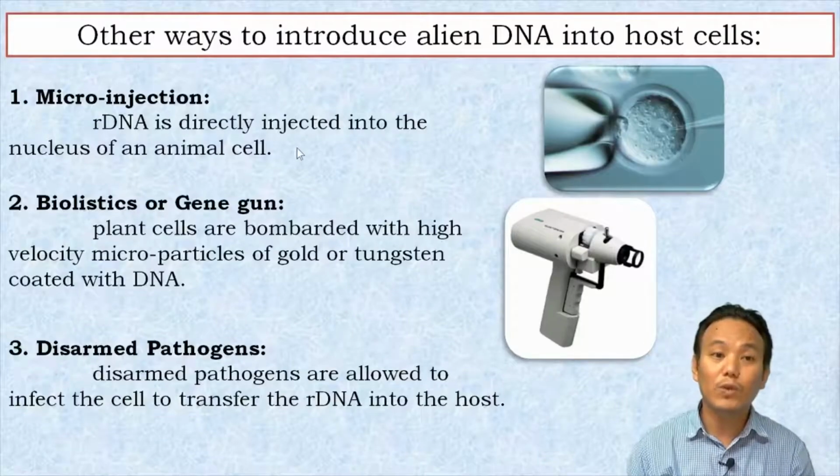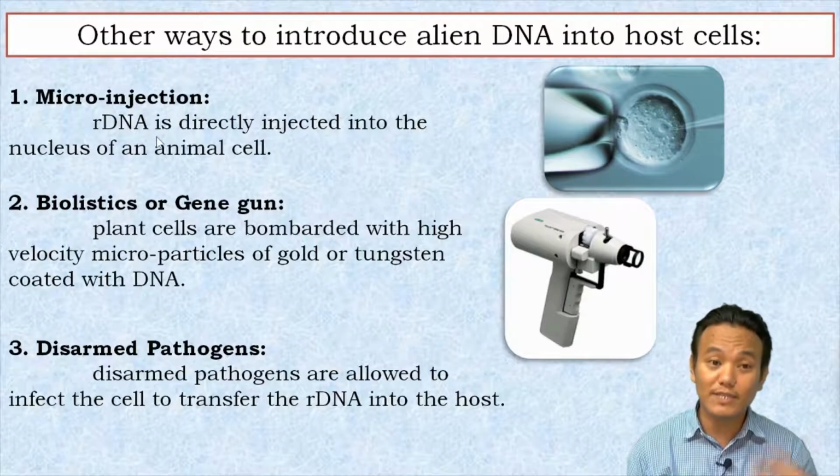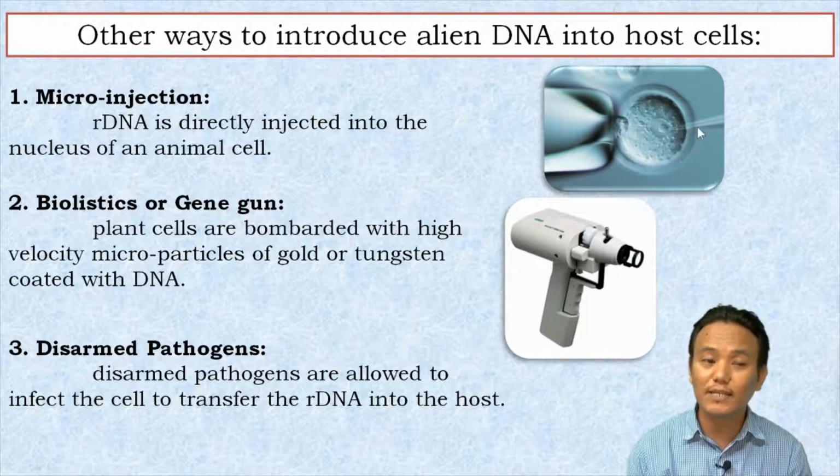Apart from using cloning vectors, there are other ways to introduce alien DNA into host cells. So these are vectorless methods of introducing alien DNA into host cells. So the first one is microinjection. In this particular method, recombinant DNA or the desired gene is directly injected into the nucleus of an animal cell, thereby transforming the animal cell.